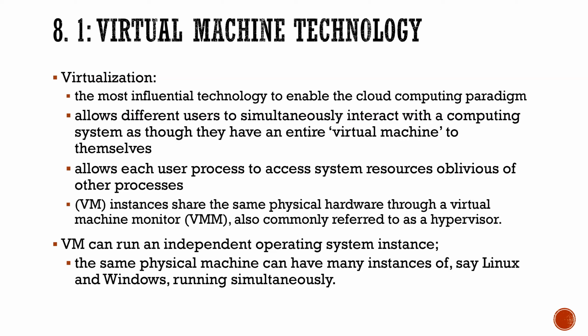The engine that drives these virtual machines is called a virtual machine monitor, VMM, also known as a hypervisor. Virtual machines can run independent operating systems. For example, you can have Windows and Linux all on the same machine. Different operating systems, different versions of an instance of a virtual machine.